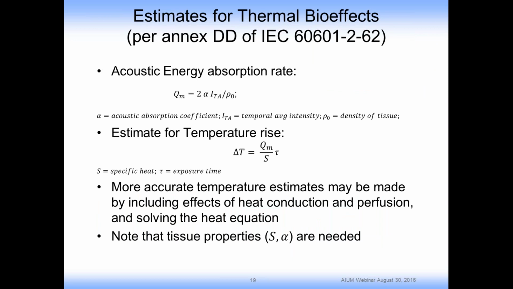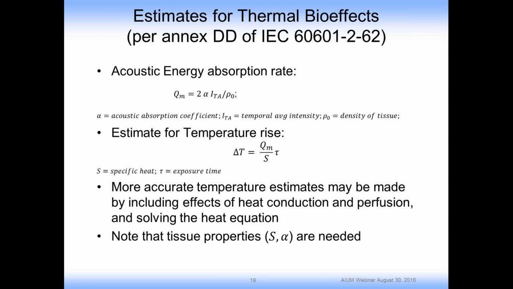Finally, there is some discussion about estimates for thermal bioeffects, and those are recommended in the standards, in particular the 62-2 standard. So we'll take a moment to discuss how you can relate intensity to temperature rise. The first bullet basically shows how ultrasound can become a heat source. Basically, you have the intensity represented by the ITA at some position. If you know the acoustic absorption coefficient for the material, then you can calculate the energy deposition that the wave deposits as it propagates through the tissue. And that then becomes a heat source.